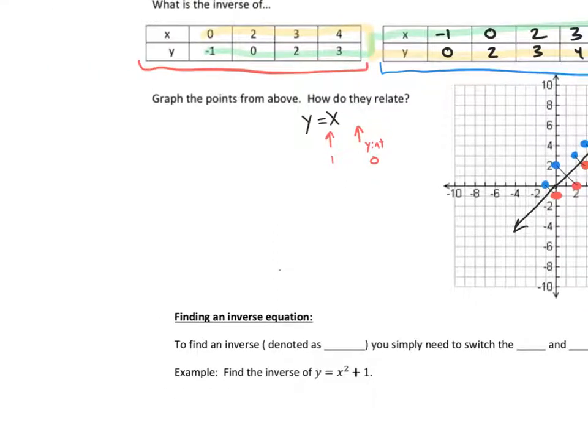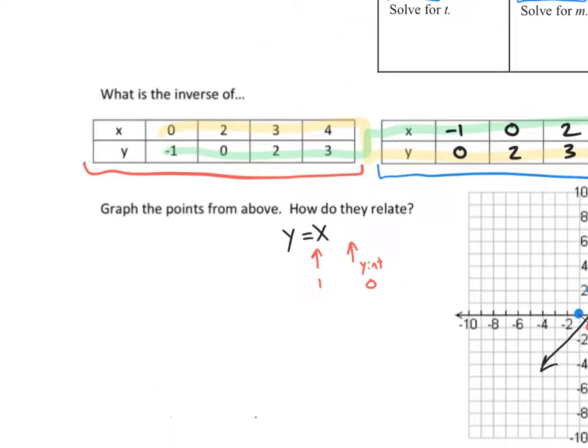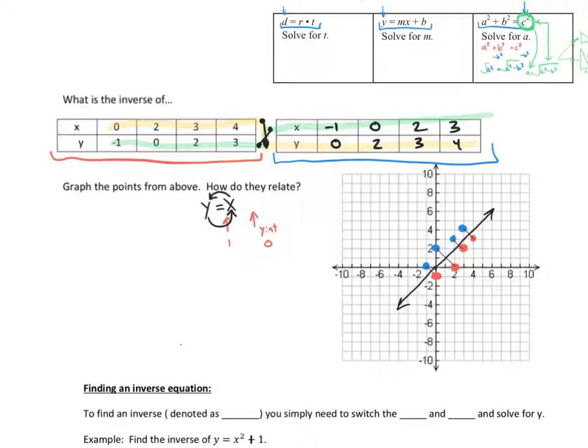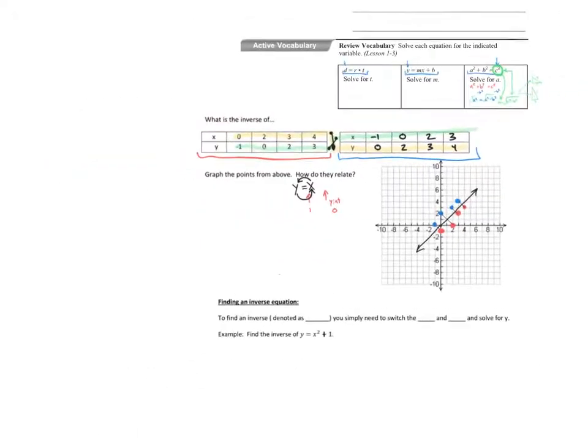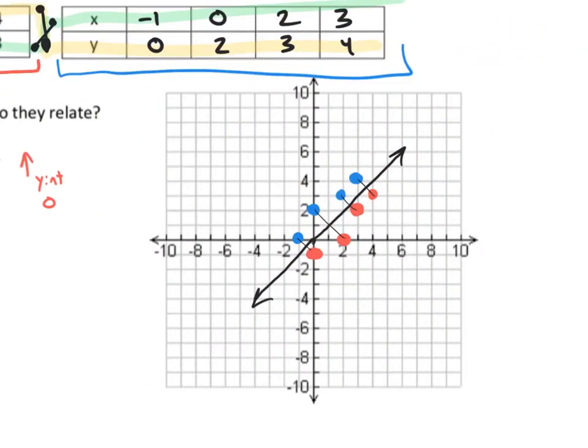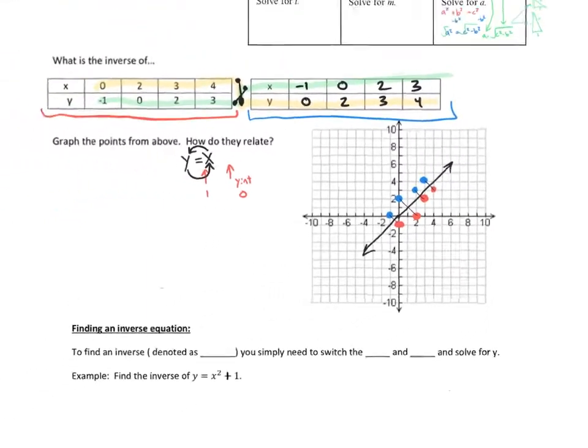This is actually how inverses relate. We set up here in the yellow that x's became y's. We said for the y's that y's became x's. And that's why the reflection line is y equals x, because what we did to generate the data was take the y-coordinate and the x-coordinate and switch them. We'll get to graph other inverse scenarios throughout this chapter, and we'll see that the reflection line is always y equals x.